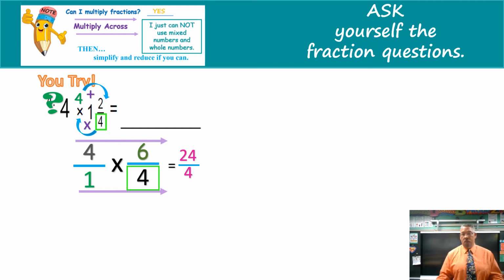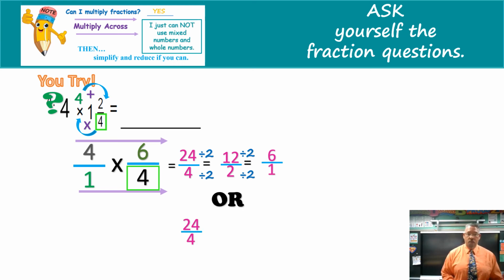But now I need to simplify, right? I have to reduce to my lowest terms. So we reduce by 2 since they're both even, and 2 will go into 24 12 times, and 2 will go into 4 2 times. But you had to reduce by 2's again. And 2 goes into 12 6 times, and 2 goes into 2 1 time.